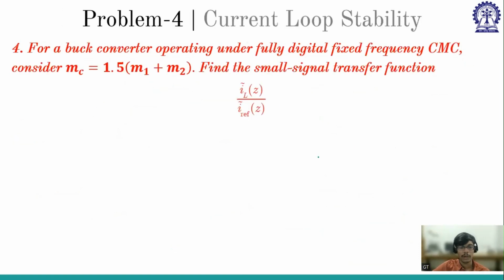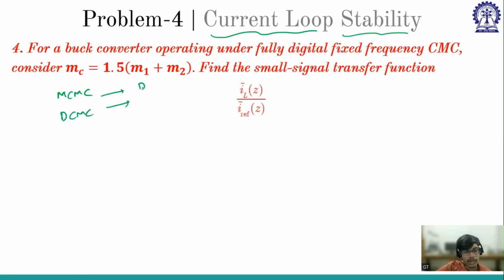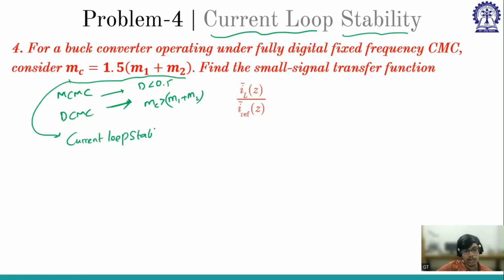Okay. So coming to problem 4, again we are going to the current loop stability. So for current loop stability, we have discussed two things. One is mixed signal current mode control, another one is the digital current mode control. In mixed signal current mode control, I have told that D should be less than 0.5. And in digital current mode control, I got MC to be greater than M1 plus M2, right? And that is only for the current loop stability, but for the complete closed loop, it will be much more than this MC. But whatever we have considered says that at least the current loop is stable. I am not currently bothering about the overall stability.